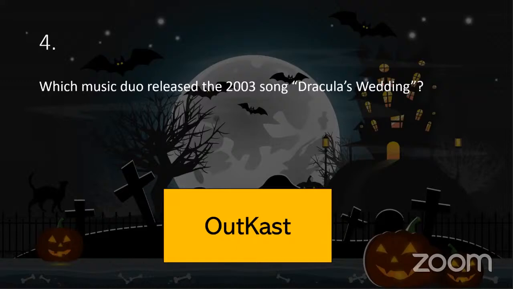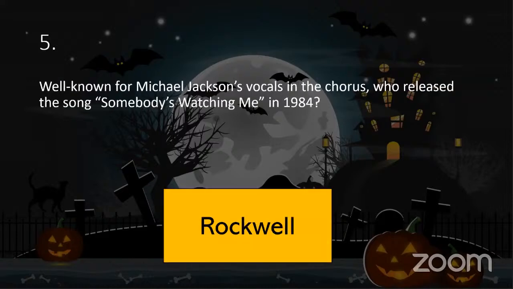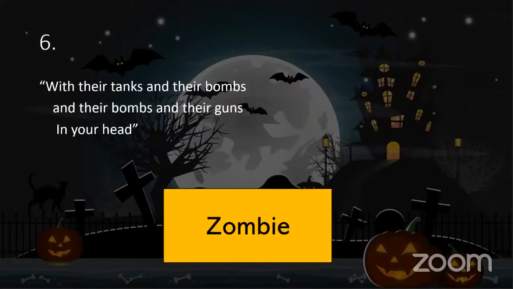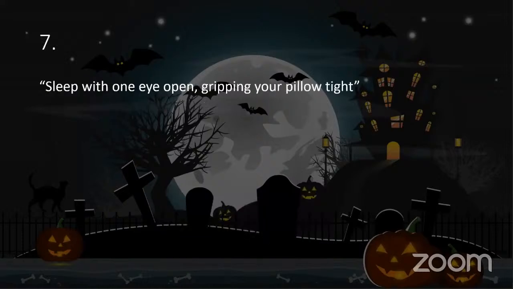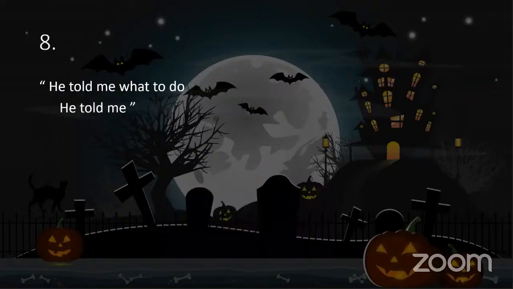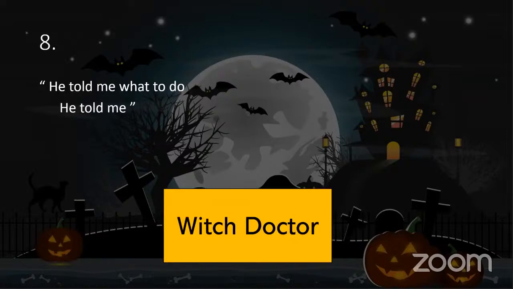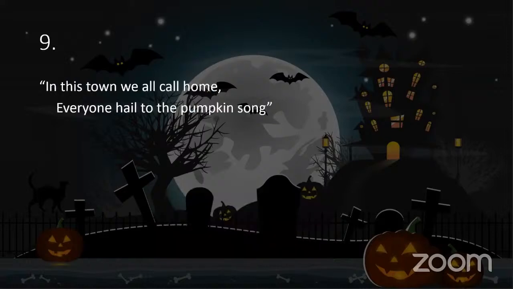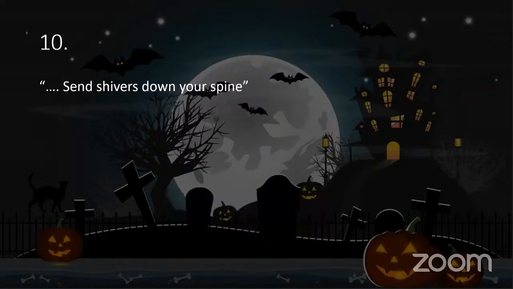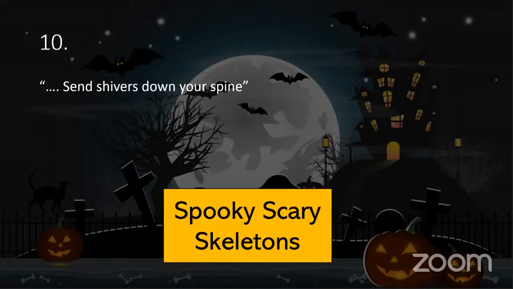Outcast was this one. Then we had Rockwell. Feral Thunder got Rockwell. This was, of course, Zombie by the Cranberries. This was Enter Sandman. Then we had Witch Doctor. This was, of course, This Is Halloween. And then Spooky Scary Skeletons.